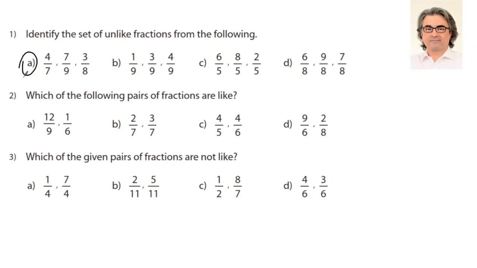On choice A, we have this. What about the second one? Which of the following pairs of fractions are like? I should find the fractions whose denominators are equal to each other. Choice B. In choice B, I have two equal denominators. What about the third one? Which of the given pairs of fractions are not like? It means unlike, whose denominators are different from each other. Choice C. Okay. So, I think you understood well. Let's continue with the next one.